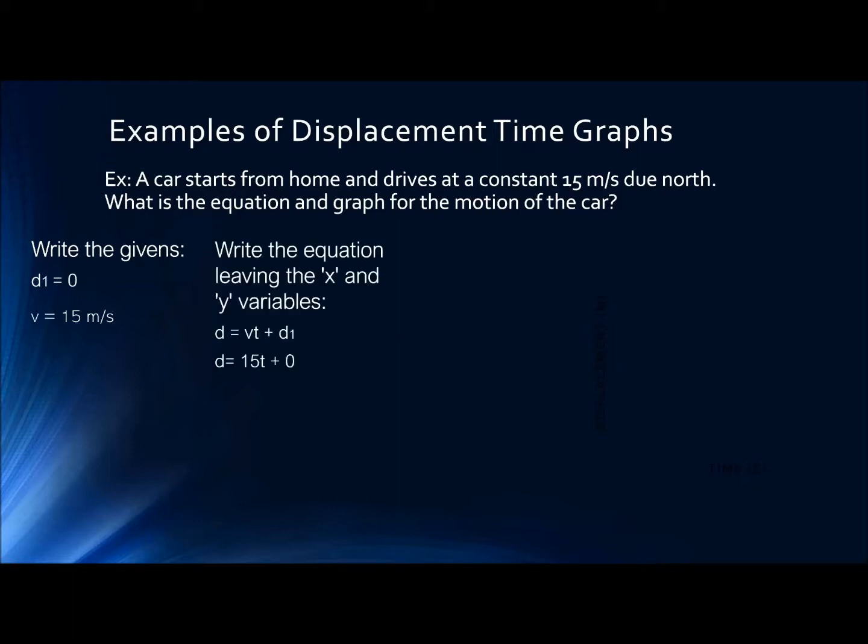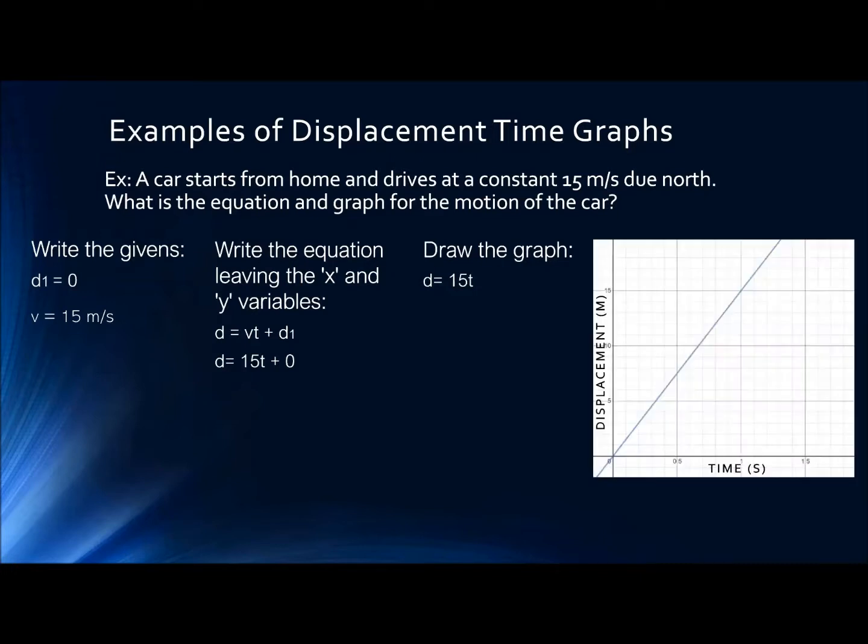Then you have to write the equation leaving the x, which is time, and y, which is displacement, variables. So in the equation that you learned, displacement is equal to vt plus d1. Displacement is equal to 15t plus 0. Then you can draw the graph. The equation being d equals 15t, that gives you the graph right here, where displacement is on the y-axis and time is on the x-axis, giving you a straight line, which would be your velocity.